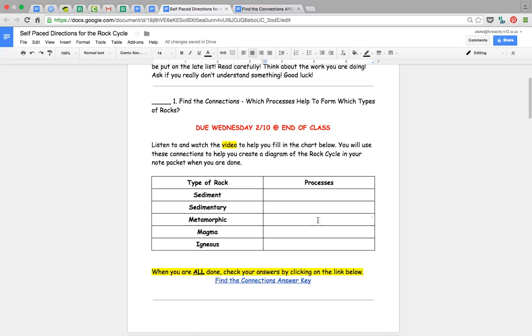The other process that we learned about that forms metamorphic rocks is the process that changes the shape of the rock and makes it bend and twist and break. Go ahead and add its name now too.